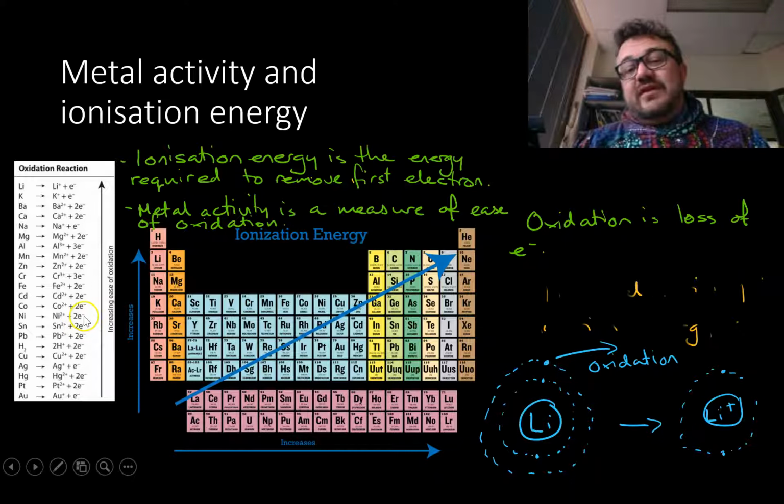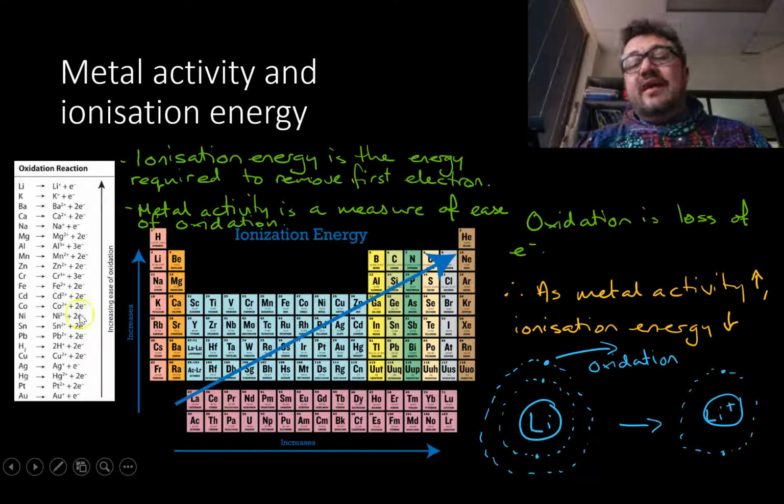So oxidation is loss of electrons, and therefore as metal activity increases, the ionization energy decreases. Again, lithium's a bit weird in the fact that it does oxidize very easily, but its ionization energy is a bit higher than, say, sodium or potassium.